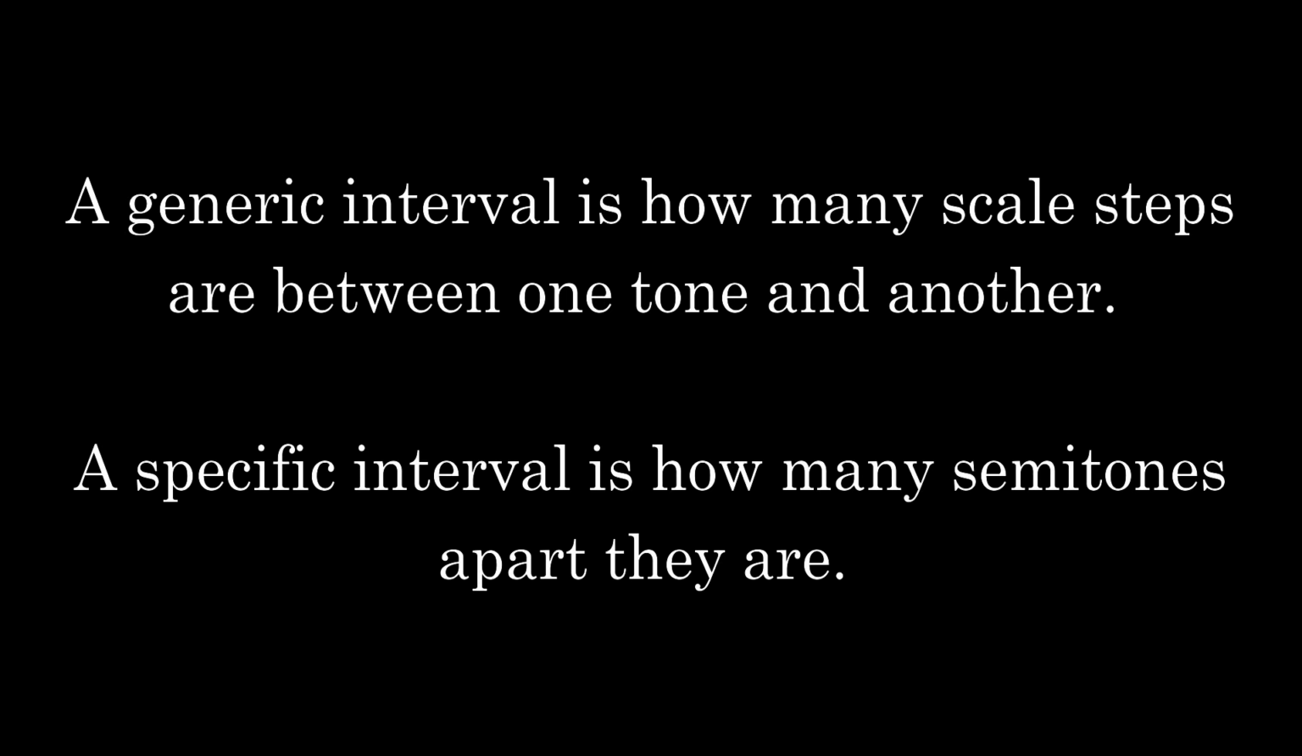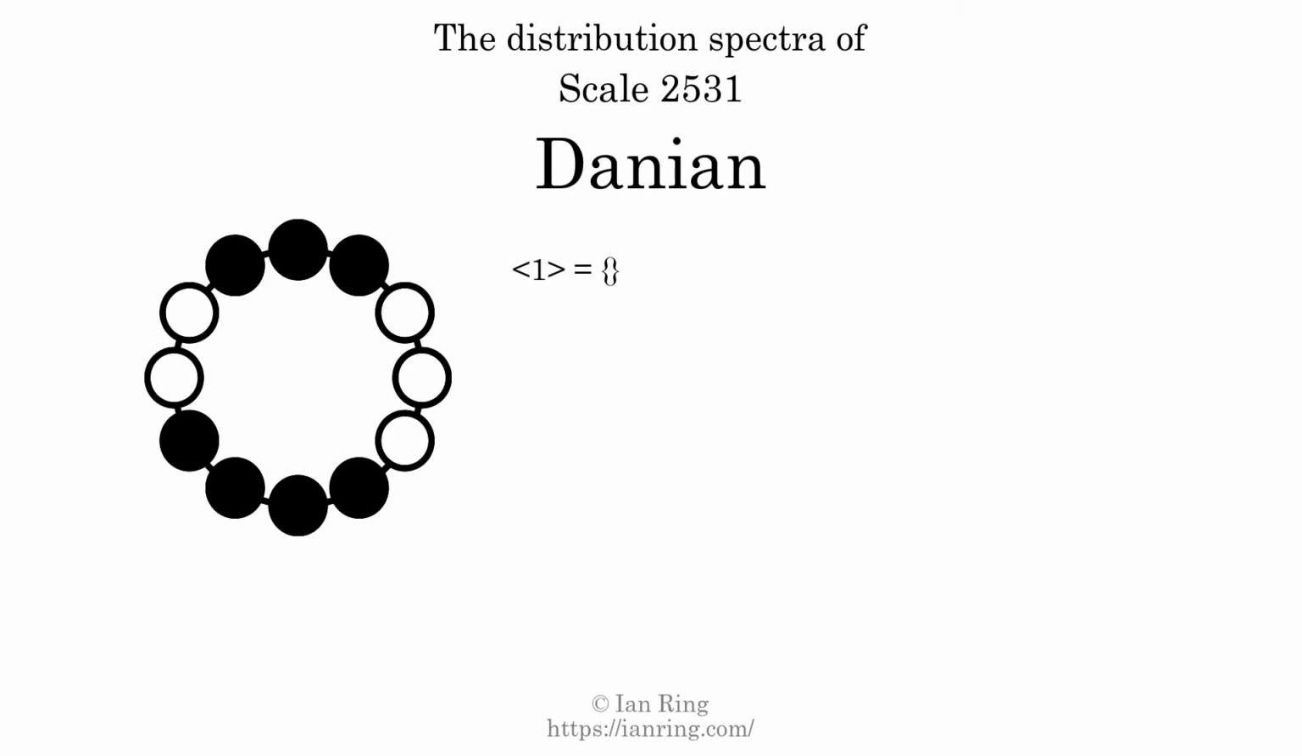A specific interval is how many semitones apart they are. The generic interval of one scale step comes in 3 different specific interval sizes. 1 semitone, 3 semitones, and 4 semitones. The spectrum width of this generic interval is the highest, 4, minus the lowest, 1, which equals 3.